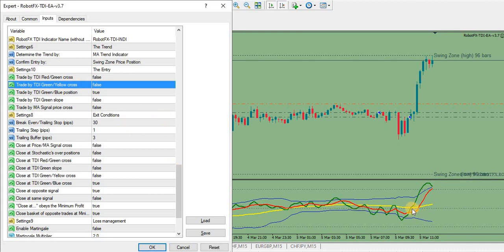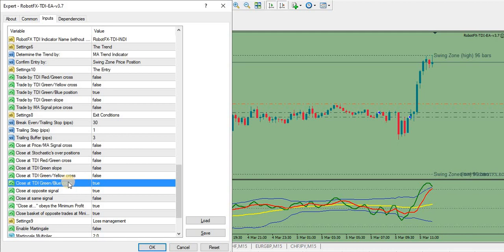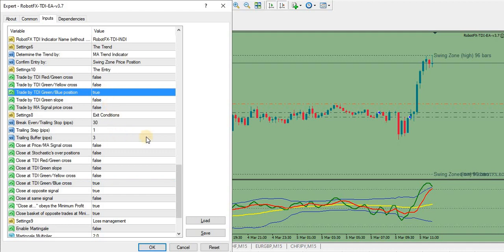The opening of the trade, so if this trade opened right here, for example, when the green rose above the yellow moving average, then the expert advisor will consider closing that trade when the green falls under the yellow. We don't know when this will happen. And also the option to close based on the green-blue cross, which is the opposite of this option to open the trade, and what I'm using on this chart right here.